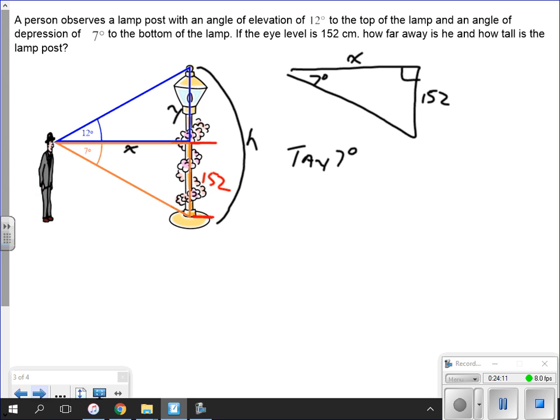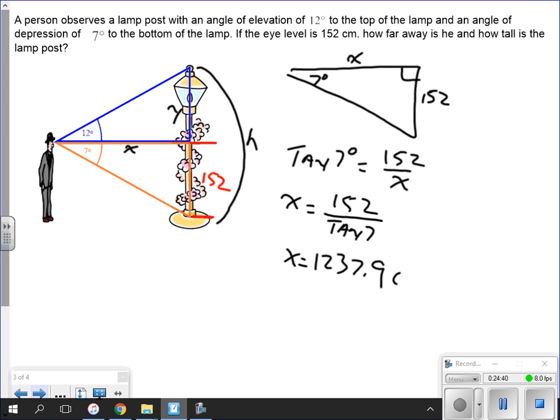Tangent of 7 degrees is equal to 152 over x, which means x, my distance out, is equal to 152 over the tangent of 7 degrees. So he is, what did I get, 1237.9 centimeters away.